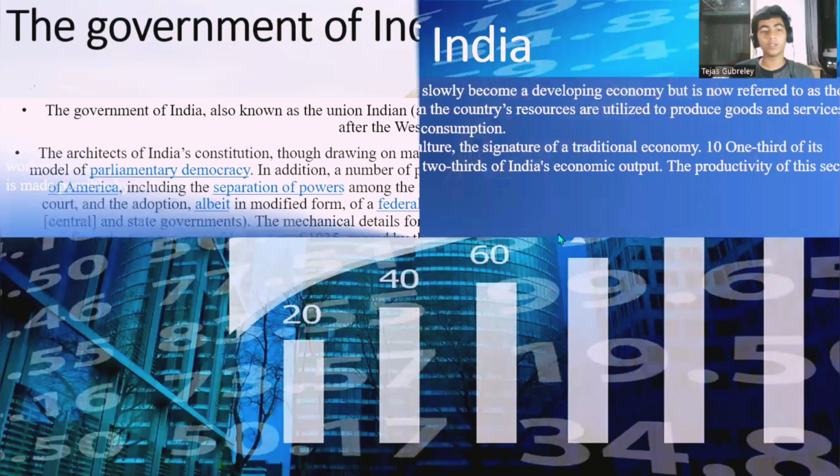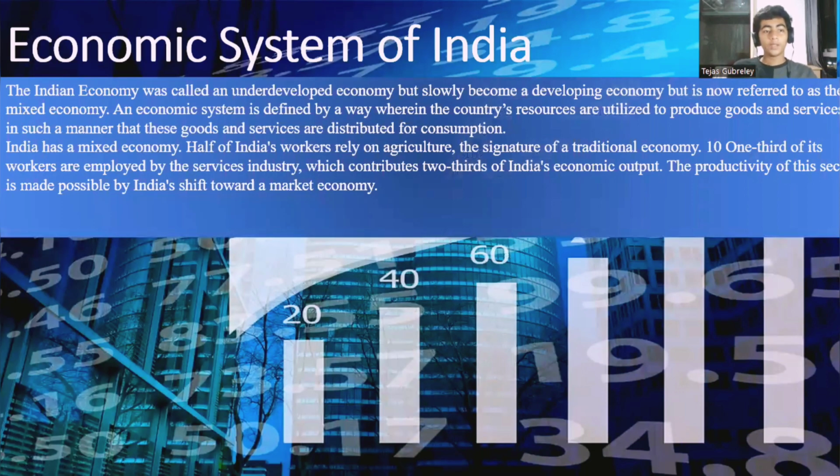Now let's move on to the economic system of India. The Indian economy was called an underdeveloped economy, but slowly became a developing economy, and is now referred to as a mixed economy. So here the paragraph is saying that India was previously underdeveloped, but as time passed, India got a better economy, and now it is referred to as a mixed economy. Sometimes it decreases, and sometimes it increases.